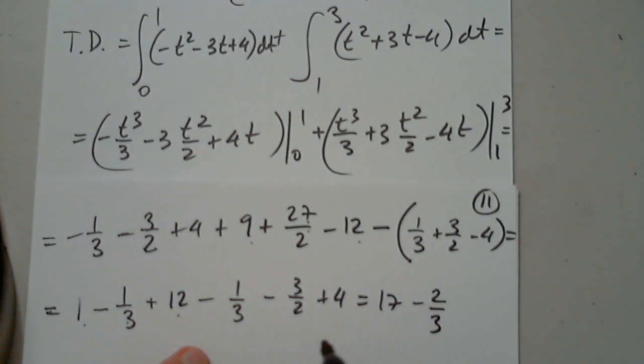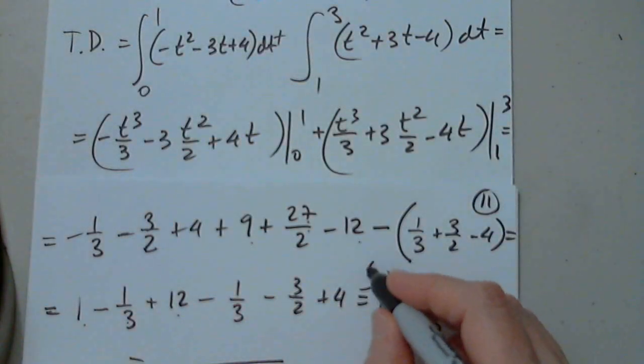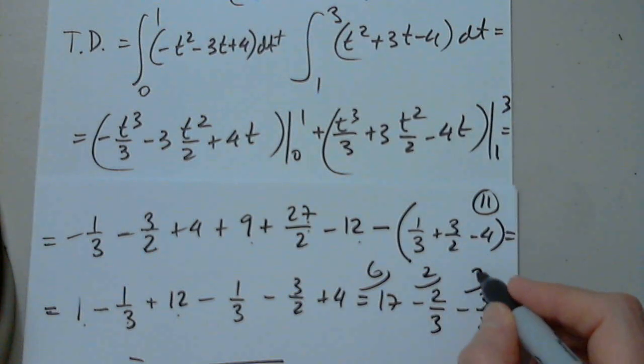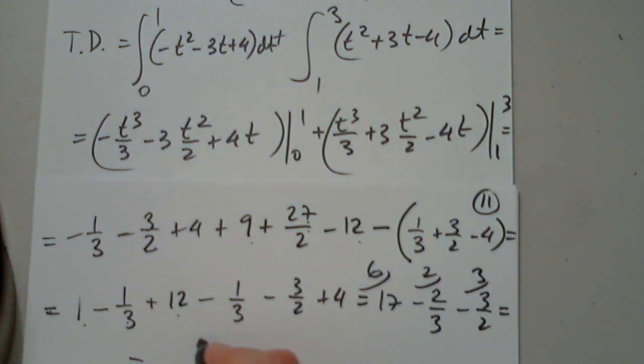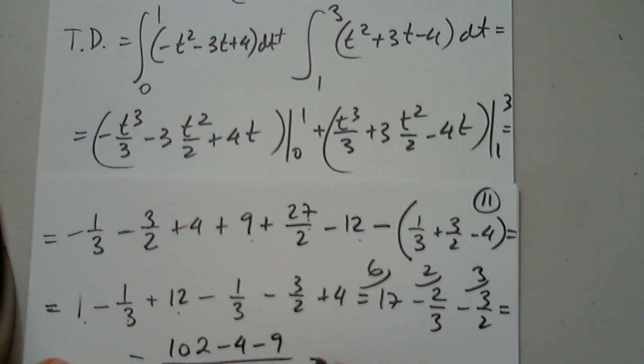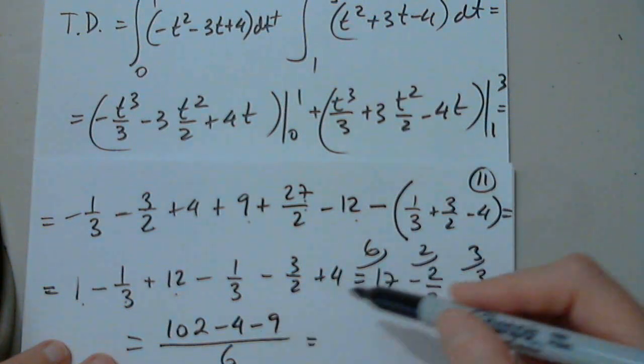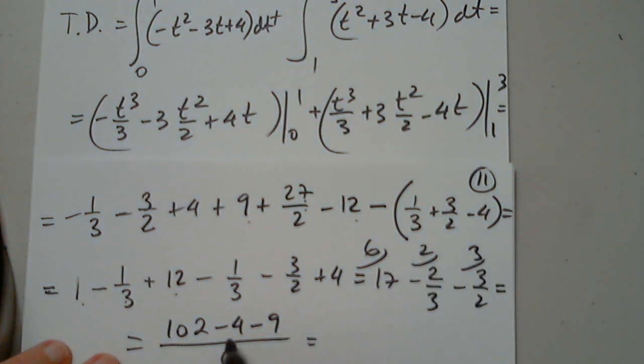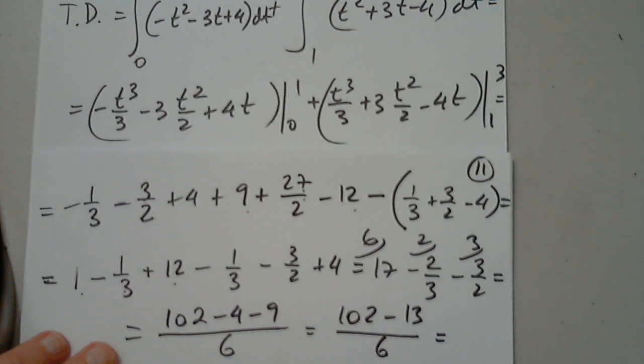Minus 2/3 and minus 3/2. So the LCD has to be 6, and 2 here and 3 here. I think it's 102, minus 4, minus 9. I think so, minus 4, minus 9. Okay, so this is 102 minus 13 over 6. So this is 89 over 6. Very easy to check.